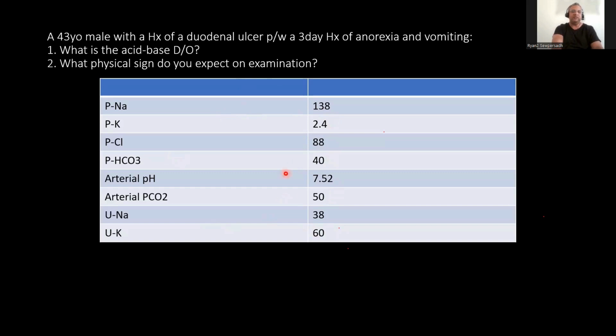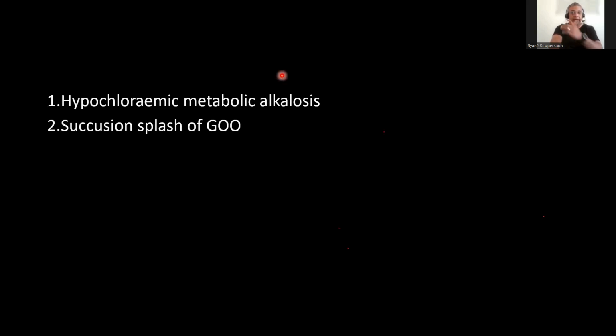So what is the acid-base disorder? Guys, look carefully, right? It's low potassium, low chloride with metabolic alkalosis. So it is hypokalemic, hypochloremic metabolic alkalosis. And this can only be due to copious vomiting, as one would expect with gastric outlet obstruction. And that is that. What sign do you expect? It's called a succussion splash, right, of gastric outlet obstruction.